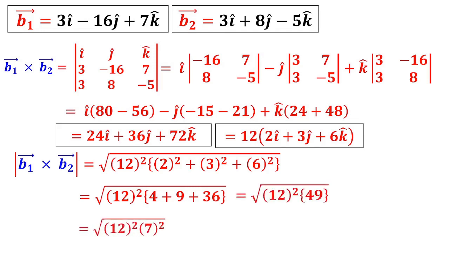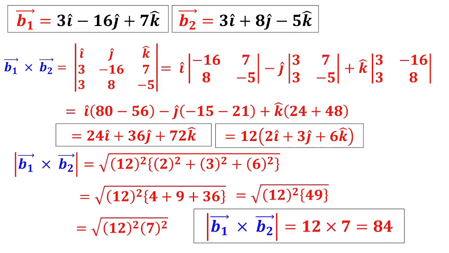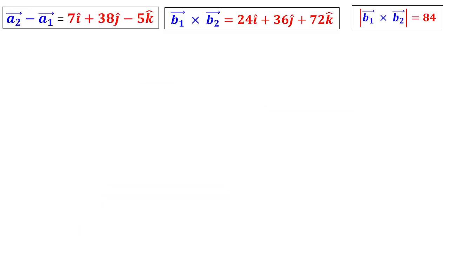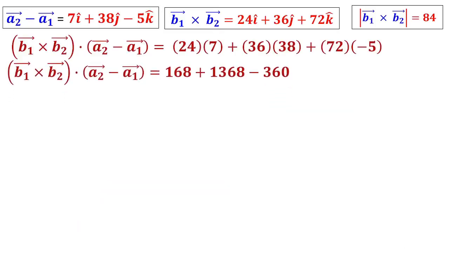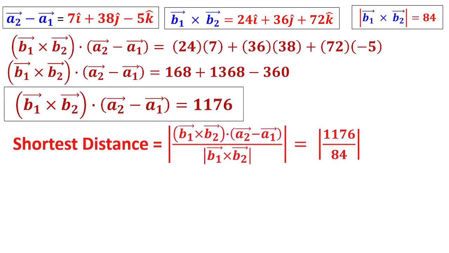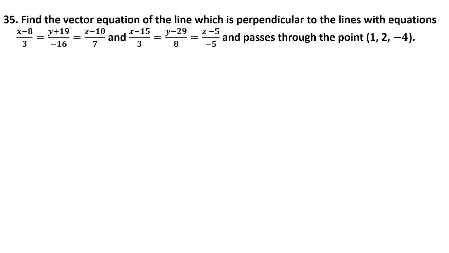Therefore, 12 into 7. Therefore, the answer is 84. Otherwise, what will happen? Numbers will be very big, then you have to find its square root. Well, and we are finding the dot product. It is 1176. 1176 by 84. The answer is 14.